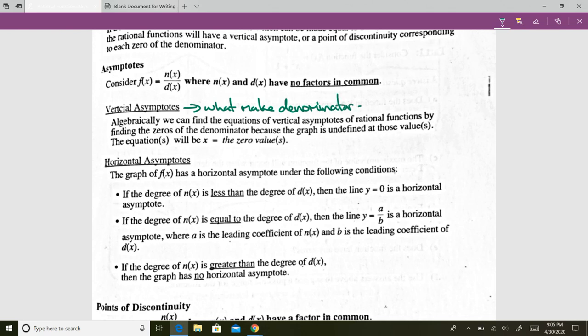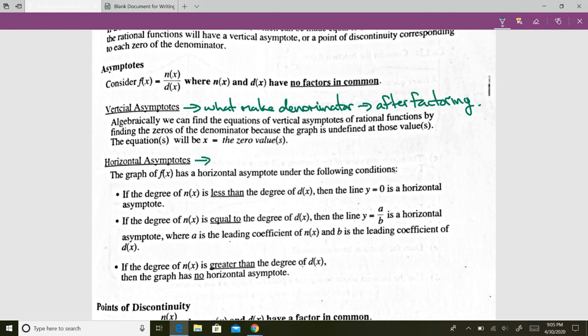Right? After factoring. Okay, that's the first step you do in all these questions you're going to see: you factor everything. So whatever is left over in the denominator after you factor is the vertical asymptote.